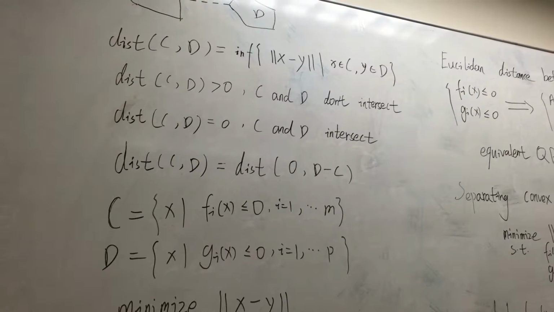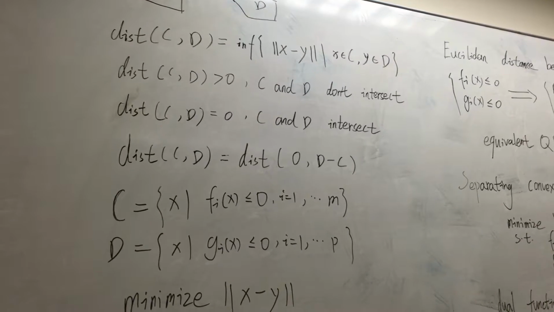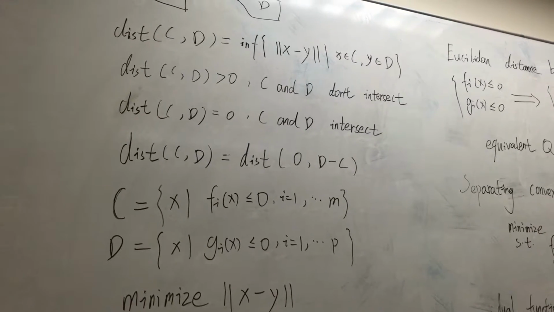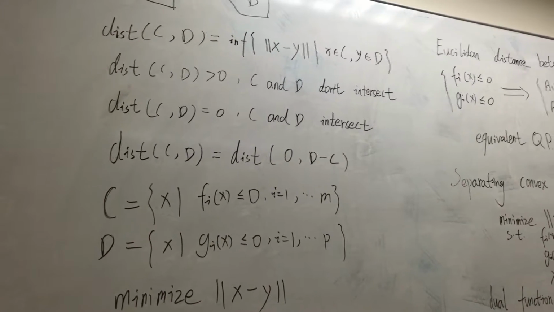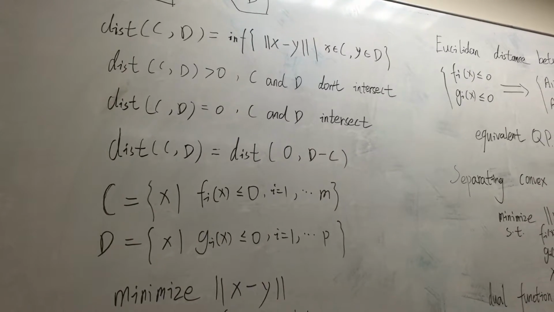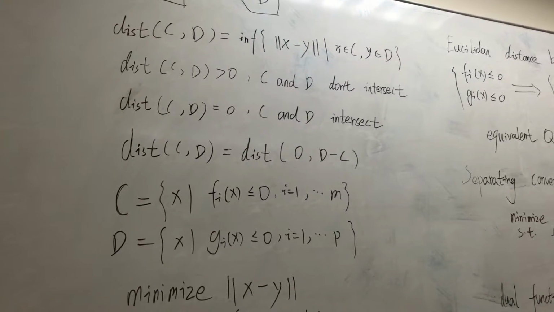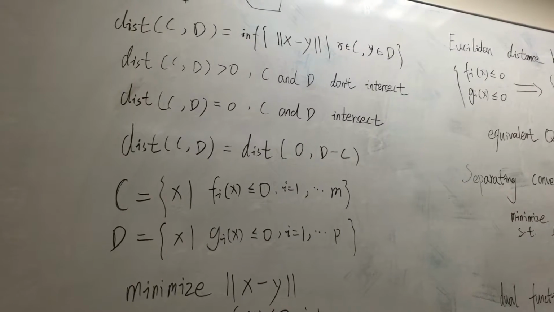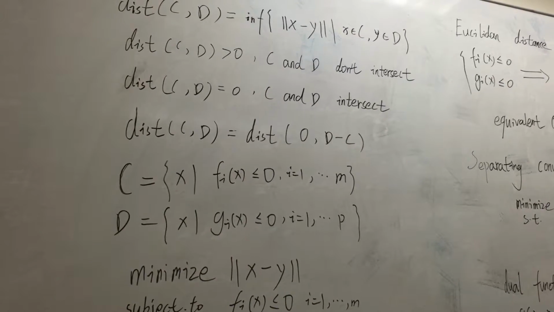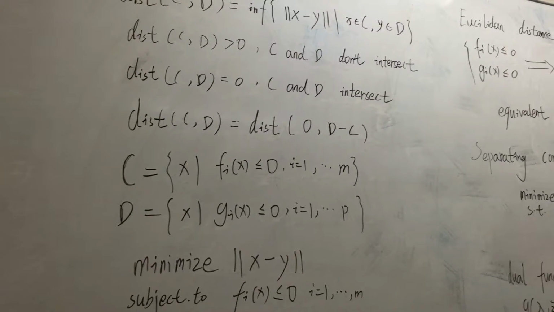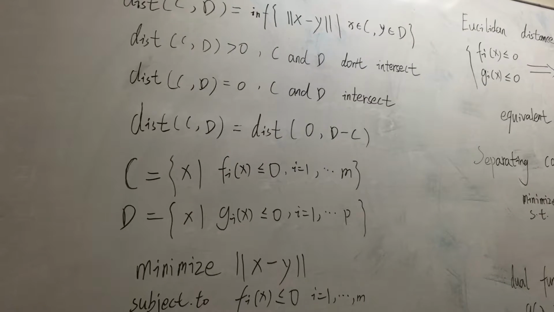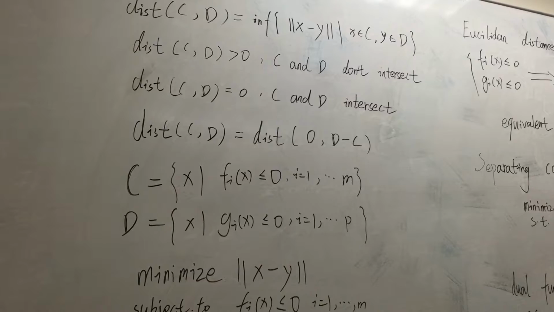The distance between two sets can be expressed in terms of the distance between a point and a set. You can see the distance between C and D we can write as the distance between the point 0 and the set D minus C. So the results of the previous section can be applied. In this section, however, we derive results specifically for problems involving the distance between sets. This allows us to exploit the structure of the set D minus C and makes the interpretation easier.